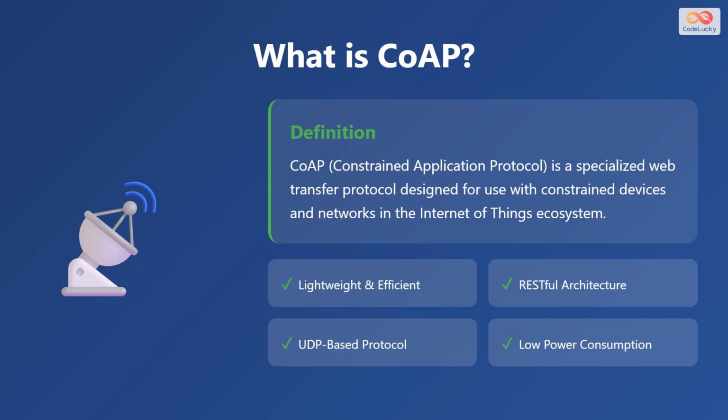CoAP is a specialized web transfer protocol designed for use with constrained devices and networks in the Internet of Things ecosystem. It is lightweight and efficient, built on a RESTful architecture similar to HTTP but optimized for low-power devices. Unlike traditional web protocols, CoAP uses UDP as its transport layer instead of TCP, which significantly reduces overhead. The protocol is specifically engineered to minimize power consumption, making it perfect for battery-operated IoT devices that need to operate for months or years without maintenance.